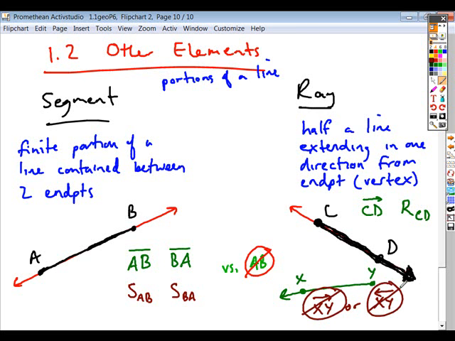Chris, did I answer your question? Okay. So no matter which way the ray is, you'll always name it to the right. Questions on those two terms? It's kind of the last of the terms or elements that we'll talk about.